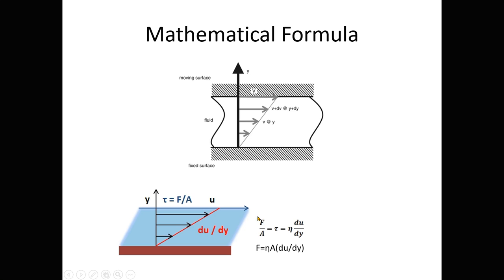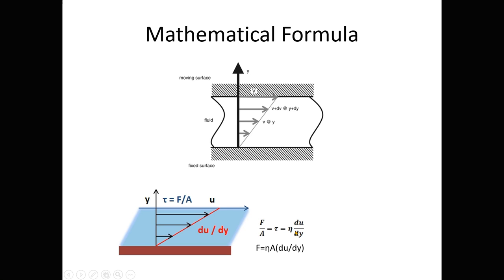Which force? The force experienced by the liquid layer which is flowing through a pipe. So the force divided by area. Which area? The area of the layer. We are considering a layer and the area of this layer is equal to A. So F by A is equal to eta du by dy.